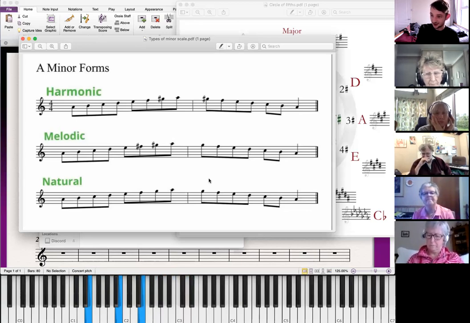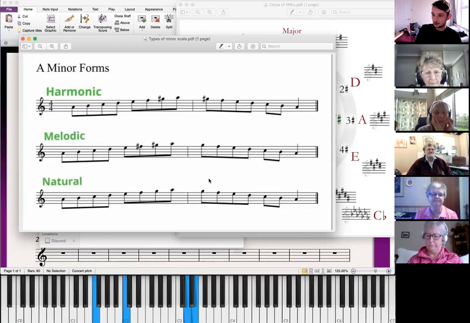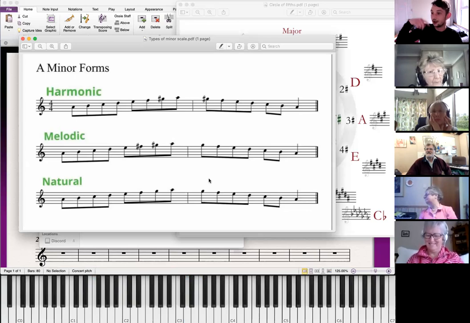That has a very odd sound. Sometimes called the Gypsy Scale, that one. The fourth mode, which would be F to F, is called the Lydian Mode, L-Y-D-I-A-N. So that's the Lydian Mode. And the fifth mode is called the Mixolydian Mode, which is M-I-X-O, Lydian.